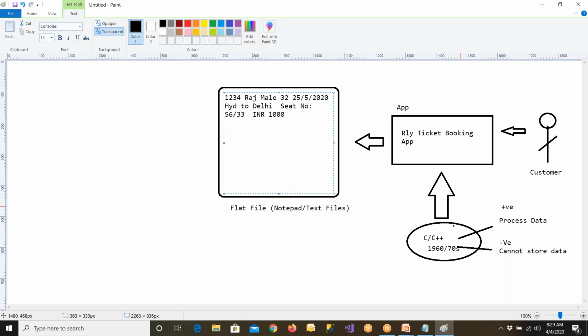Like that, one more customer can also book tickets. The next ticket number is this, and John is the guy, male, 45 years. He wanted to travel on 27th of May 2020, and he wanted to go from this city to some other city, let us say Kanpur. He wanted to go, and a seat number is given.